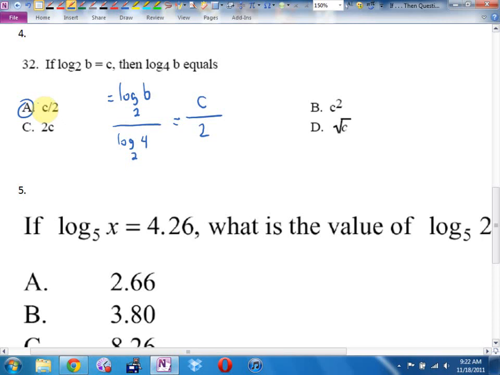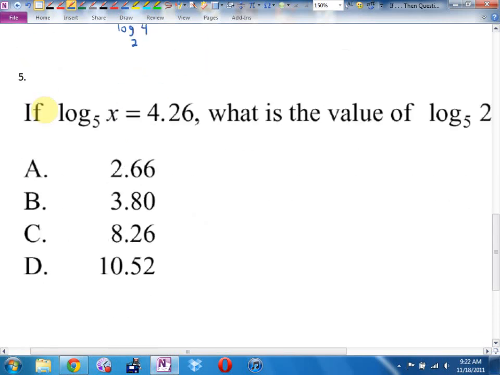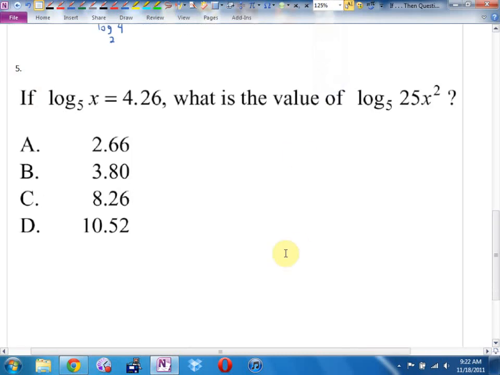If log base 5 of x equals 4.26, what's the value of log base 5 of 25x squared? Try this one on your own.